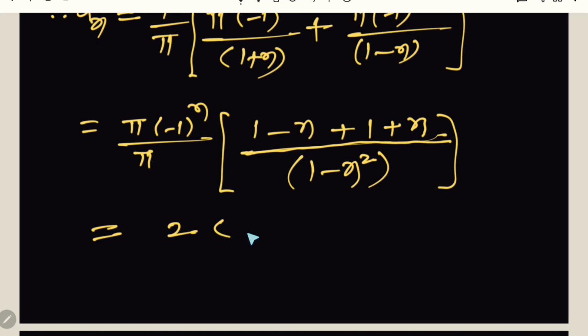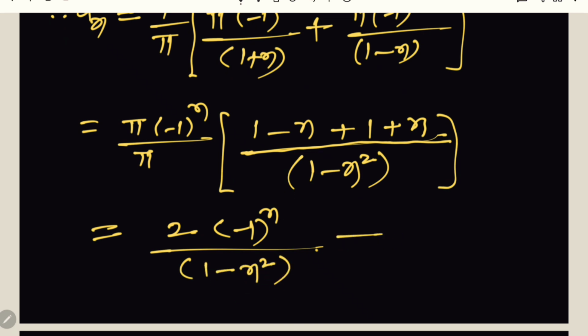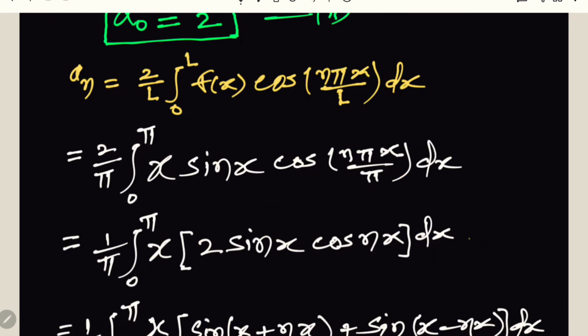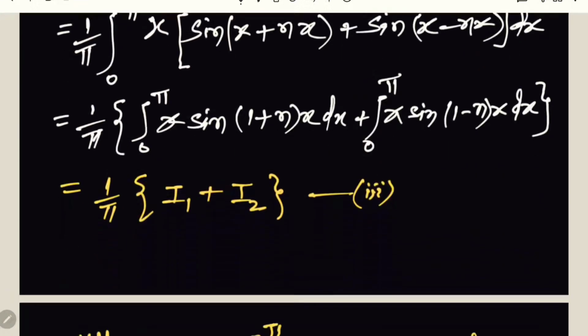multiplied by minus 1 raised to n and whole divided by 1 minus n square. Equation number 6. If we observe the term in the denominator, it is 1 minus n square. When we put n equals to 1, it becomes 0. Means we have to impose the condition that n should not be equal to 1. And we call this equation A.